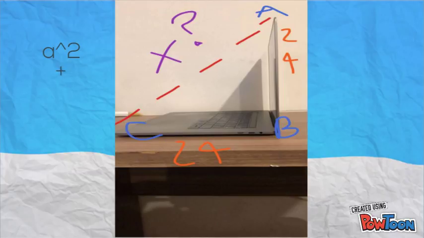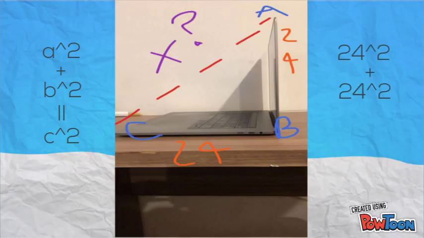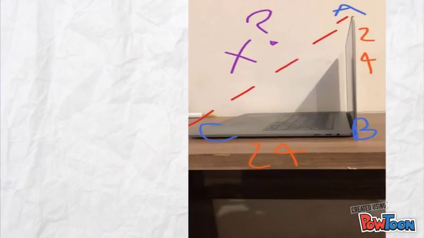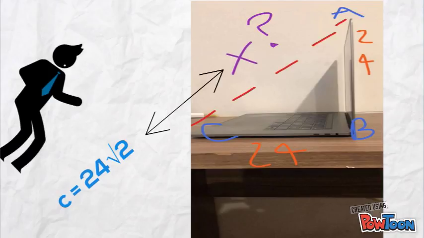a squared plus b squared equals c squared, so it would be 24 squared plus 24 squared equals c squared. c squared would be 1152. And after simplifying the square root of 1152, side c now is 24 times the square root of 2.